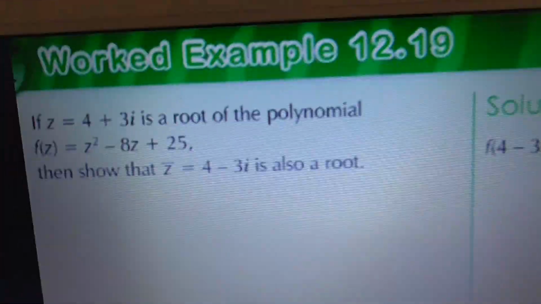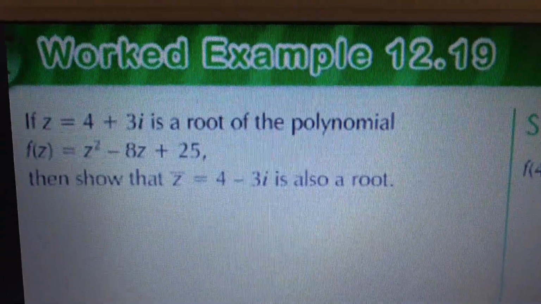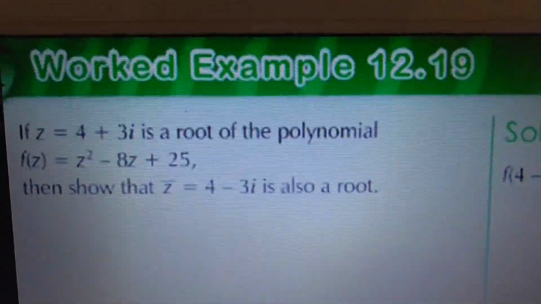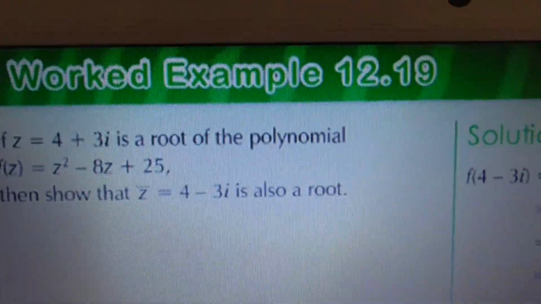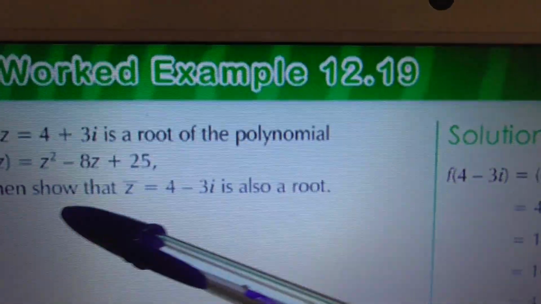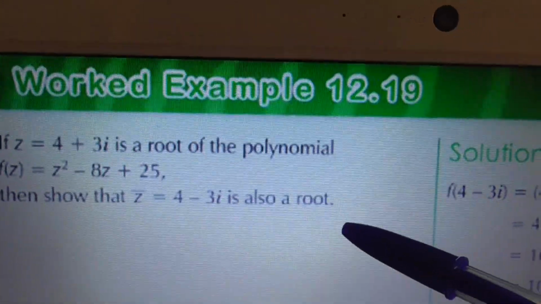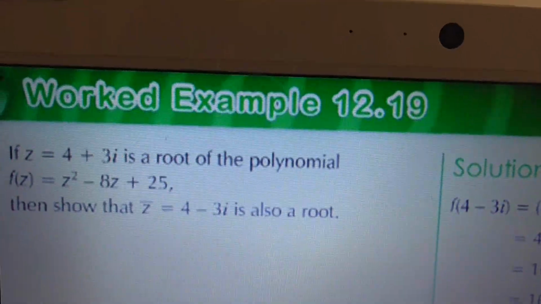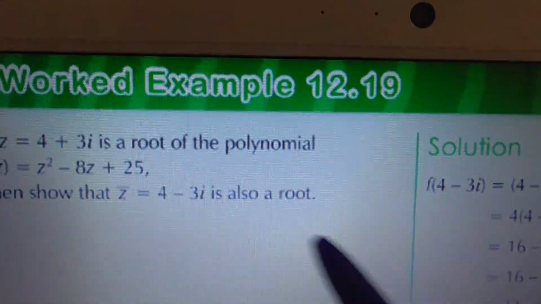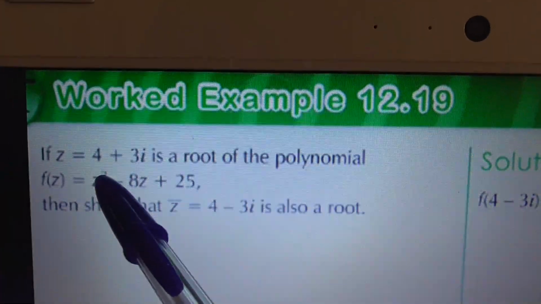So let's just look at this example. z is equal to 4 plus 3i, and it is a root of the polynomial. So it's telling me that that is a root. Then show that z conjugate, which is 4 minus 3i, is also a root. Well, to show that something is a root of something, it should just sub into it and solve it. So I'm going to sub the conjugate into that quadratic, and it should solve it.